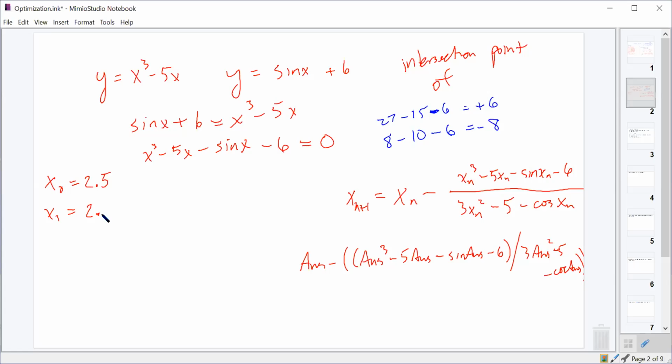Make sure you're in radians also, because of the trig functions, otherwise it's going to get screwed up.